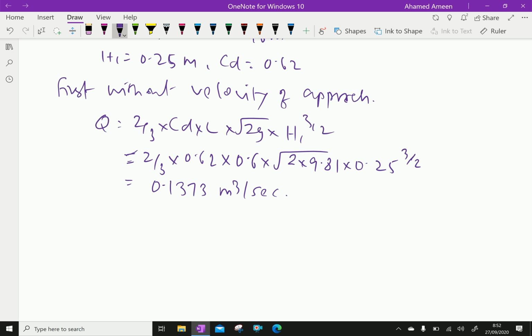Now the velocity of approach. VA equal Q by A, that is 0.1373 over 0.96, which gives velocity of approach as 0.143 meter per second.